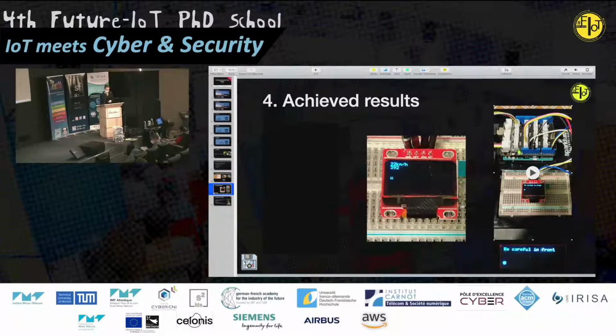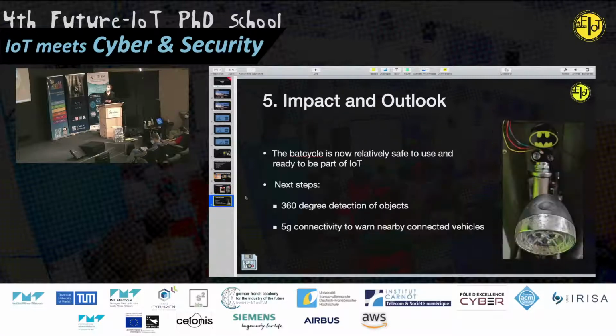So to conclude with impact and outlook, the bicycle is now relatively safe to use and ready to be part of IoT. In fact, to imagine some connected vehicle for IoT, we need information to exchange, and in this bicycle, at the beginning we had no information to exchange, and now we have information about distance and speed.